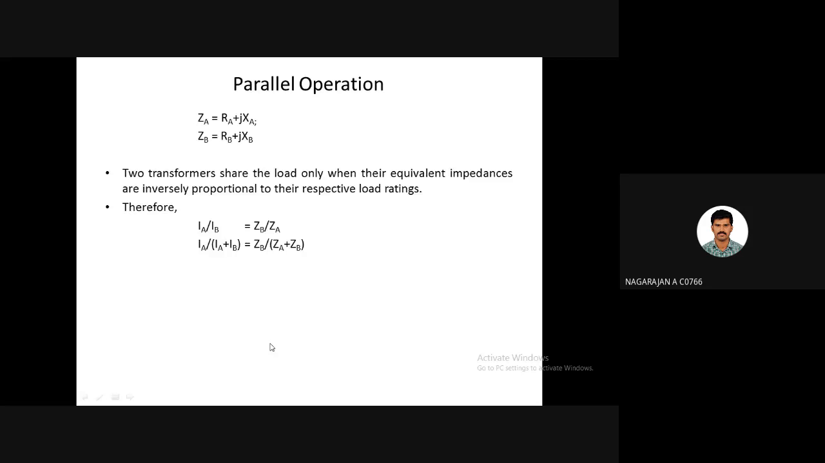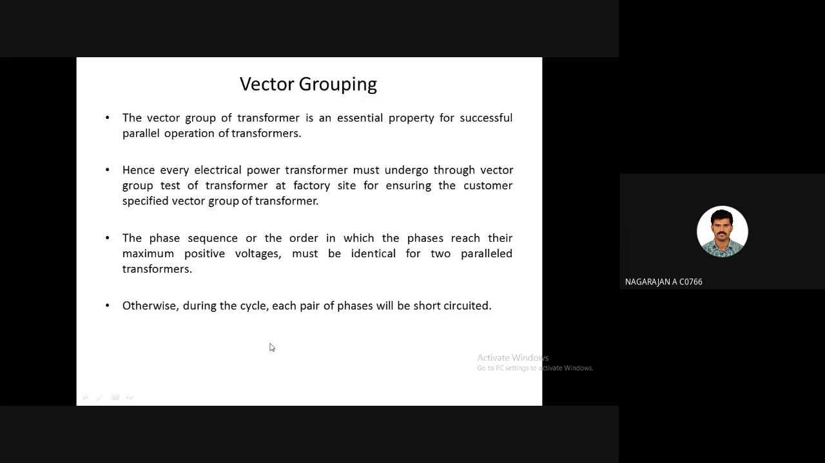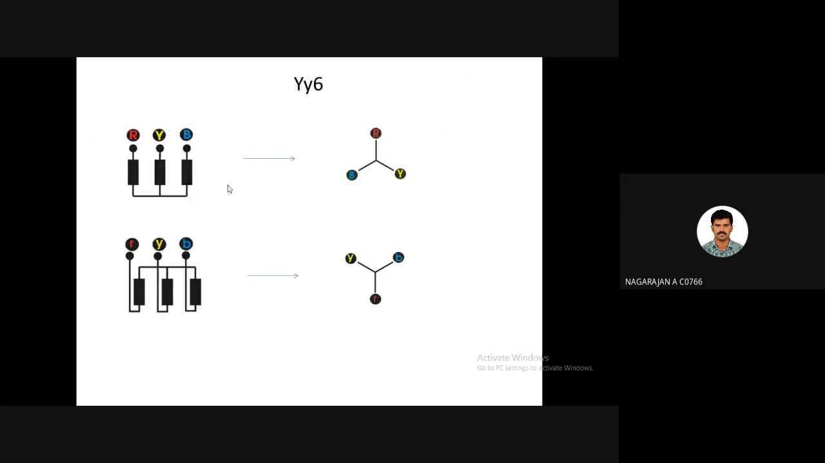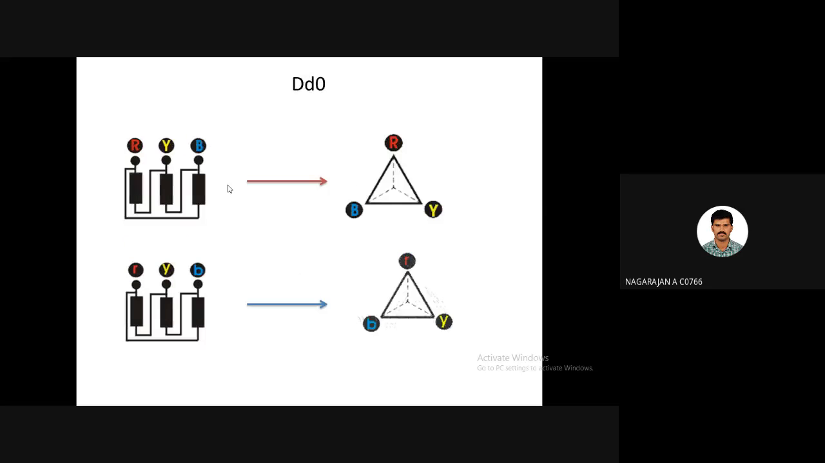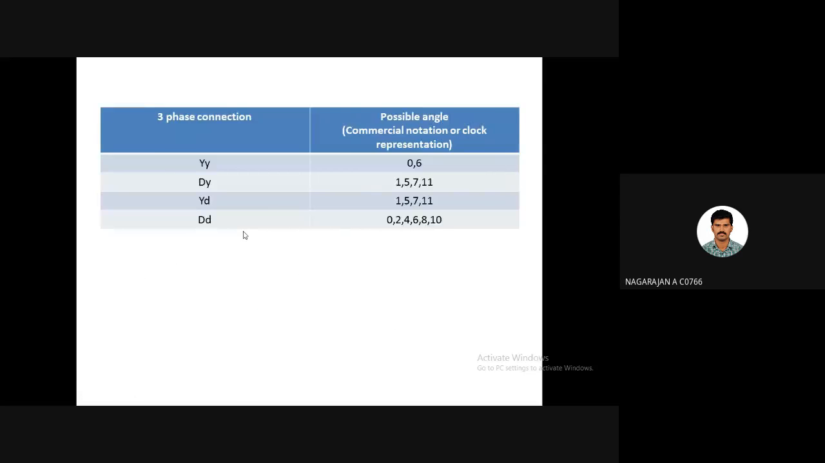Okay. And next is the vector grouping. Since it is in first module, I didn't cover this. The reason is vector grouping can be studied only after studying about the various types of connections of transformer. We know that transformer has different connections like star to star, star delta, delta delta, and delta star. So these are the various combinations of star connection and delta connection.